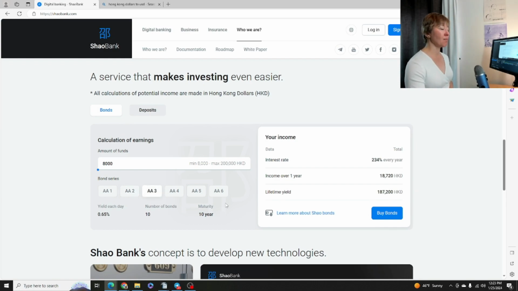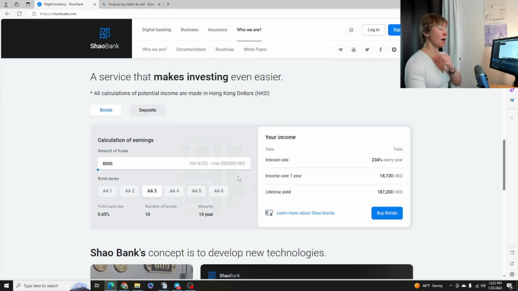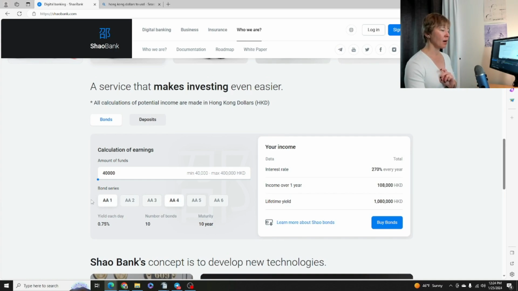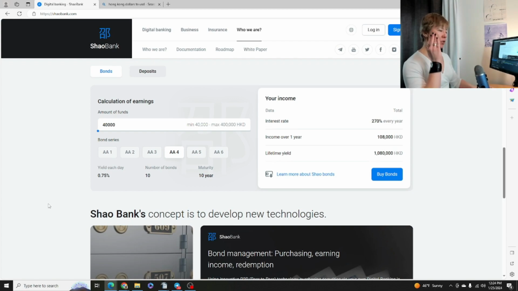A3 is going to be a minimum of 8,000 Hong Kong dollars all the way up to 200,000 Hong Kong dollars. We can see the minimum and maximum deposits for each bond series in this line right here. We can see what interest rate we'll be collecting every year. And then over 1 year, we'll be collecting 18,720 Hong Kong dollars. And then we have the lifetime right here. Again, it's a 10-year maturity, and it will mature in 10 years again. So you'll be collecting profits for the next 10 years with any of these bond series that you go with.